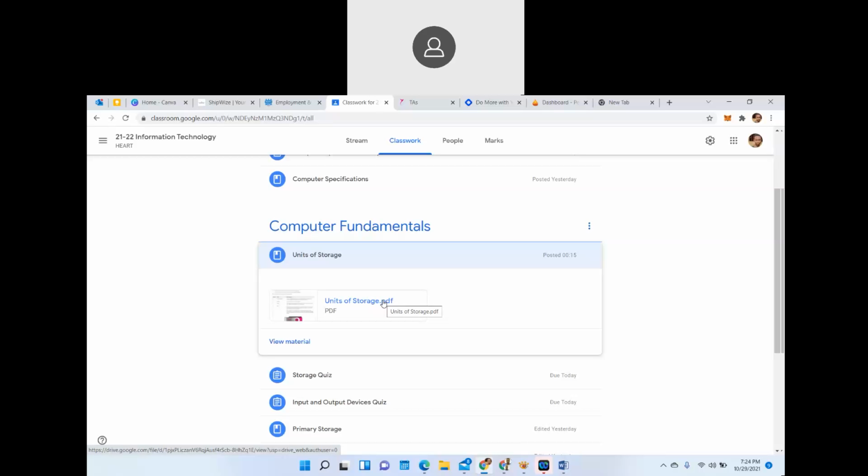Which one are the optical devices? So there are three optical devices. Can you recall any one of the optical devices? So we have CD, we have DVD, and we have Blu-ray.